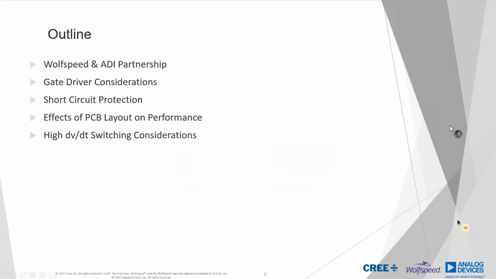So we'll start by going over the Wolfspeed and ADI partnership, talk about gate driver considerations, go into short circuit protection and the effects of PCB layout on performance, and finally finish up with looking at what the effects of that high dV/dt switching has on the circuit.